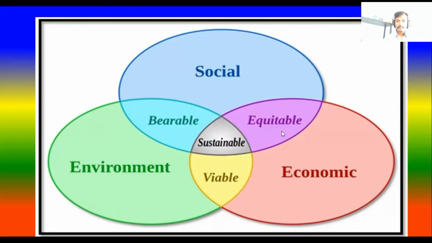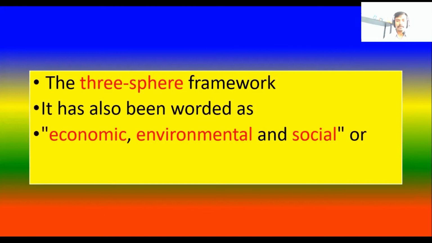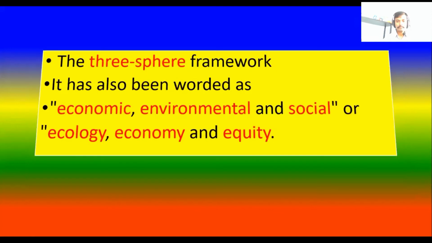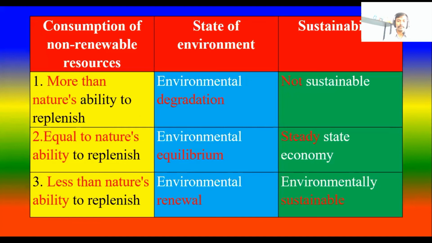Bearable, equitable, viable. Bearable means is able to do. Viable means availability. What are the available? Equality means everyone should be, which is sustainable. Then three sphere also been worded: economic, environmental, social. Ecology, economy, equality. So here wonderful the table which is expressed about which is sustainable.